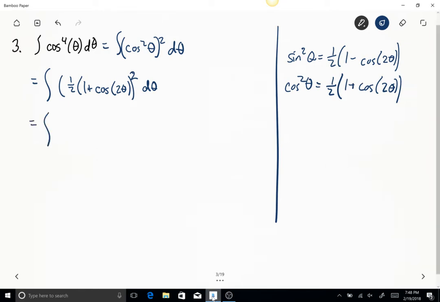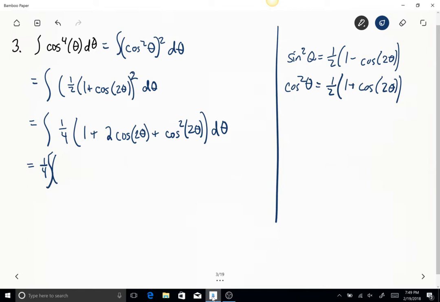So moving forward from there, where do we go? Well, we get 1/4 times, now we just need to basically square that whole thing, so we get 1 plus, well, you'll get 2 times that product of those two things, so you get 2 cosine of 2 theta plus cosine squared of 2 theta. So that looks like a uh-oh moment, but it won't be too bad. And d theta. So we can pull that 1/4 out, and then one integral there. We'll have 1 plus 2 cosine 2 theta.